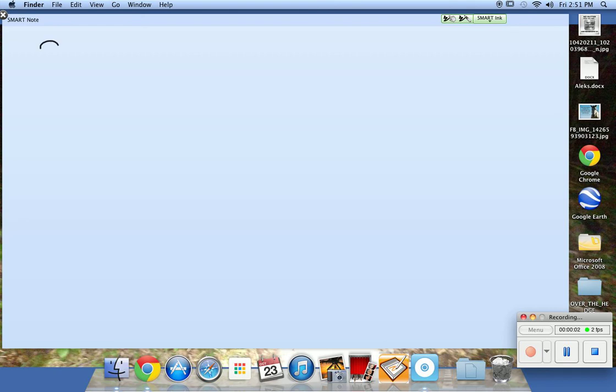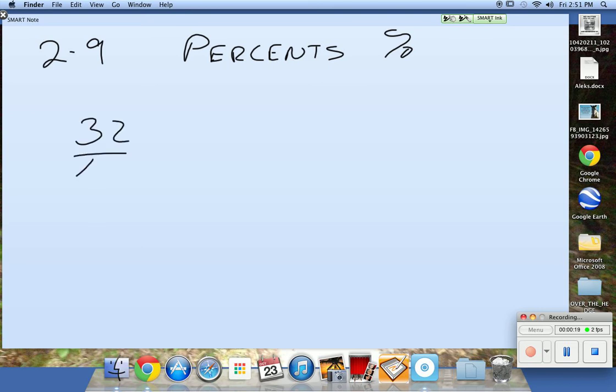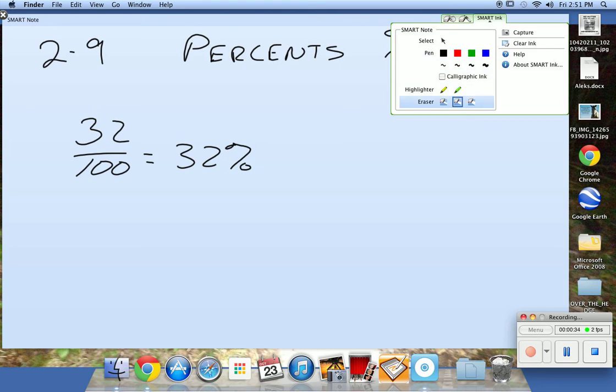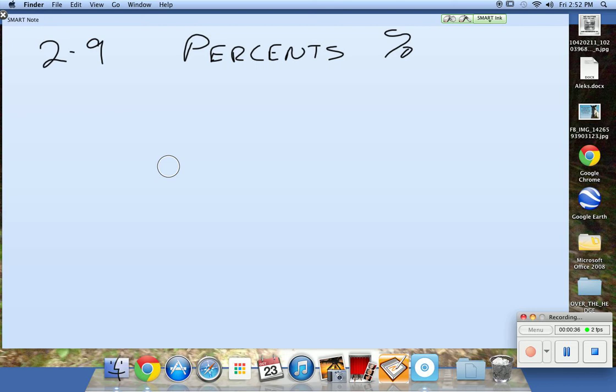Chapter 2, Section 9. This section's on percents. First thing we have to know about percents is if we divide a number by 100, let's say 32 divided by 100, we can call this 32%. That's what a percent means. We've divided that number by 100. Okay? Let's take a look at how we can work with percents.